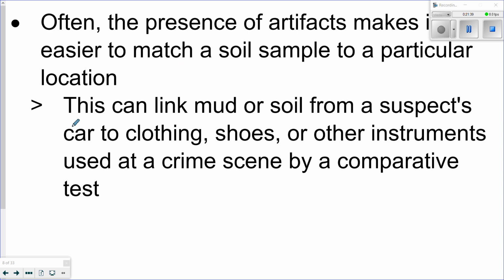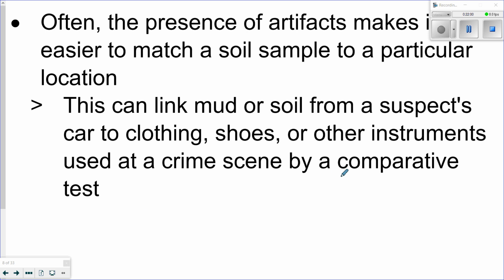So this can be used to link mud or soil from a suspect's car to clothing, shoes, or other instruments used at a crime scene by that comparative test. So if there are more artifacts in the soil or kind of unique artifacts, it helps us pinpoint the location it originated from.